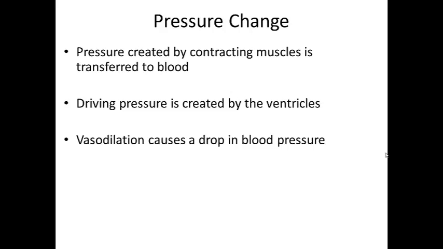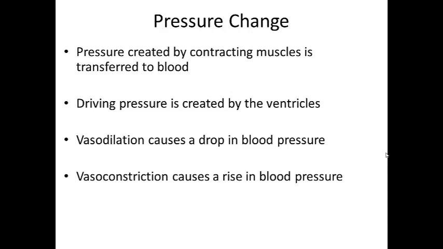And then there's factors in the blood vessels that are going to change that pressure differential. So vasodilation, this opening up of the blood vessels, increase in diameter, is going to cause blood pressure to drop, which causes an increase in that pressure differential, that pressure gradient. On the other hand, vasoconstriction, or the narrowing of vessel diameter, is going to cause a rise in blood pressure. Flow will drop because you have a smaller pressure differential.